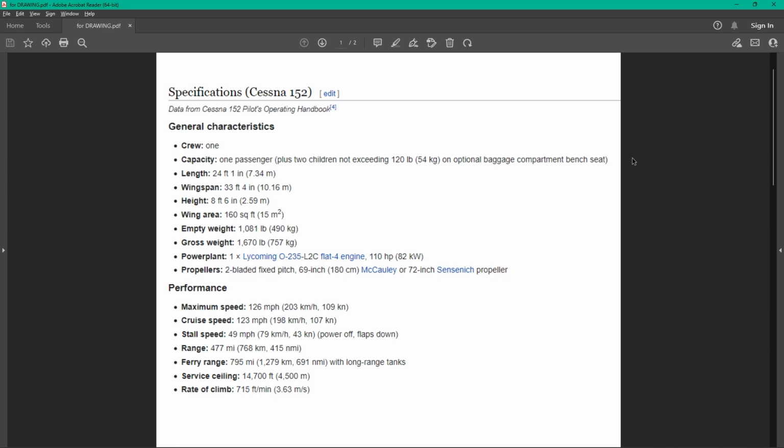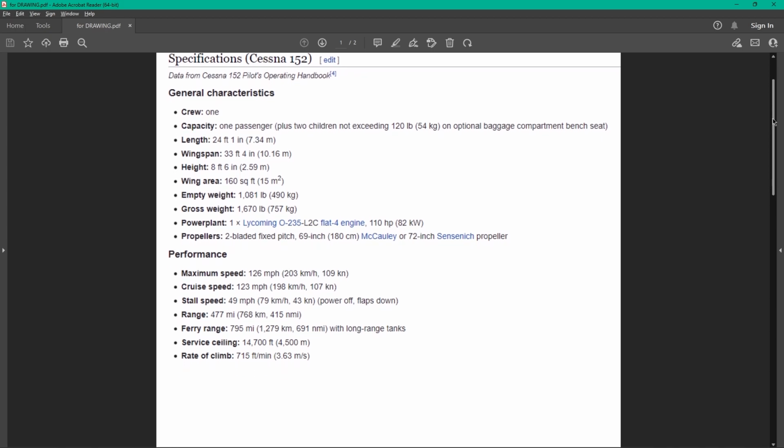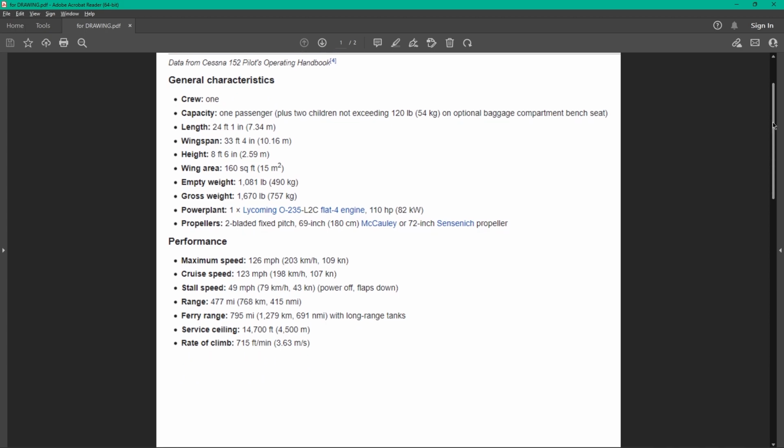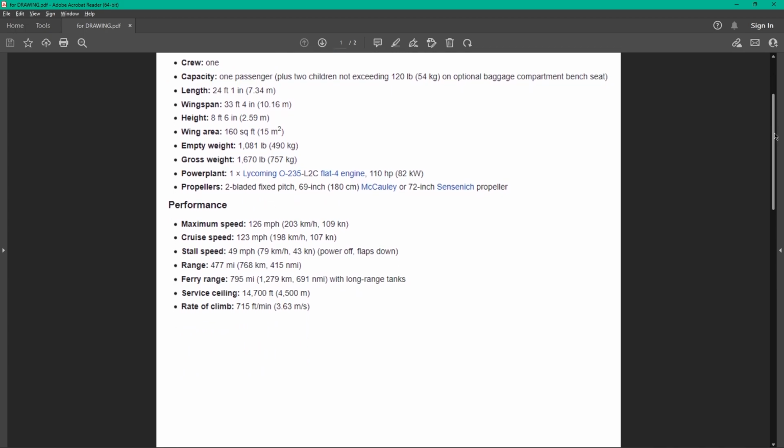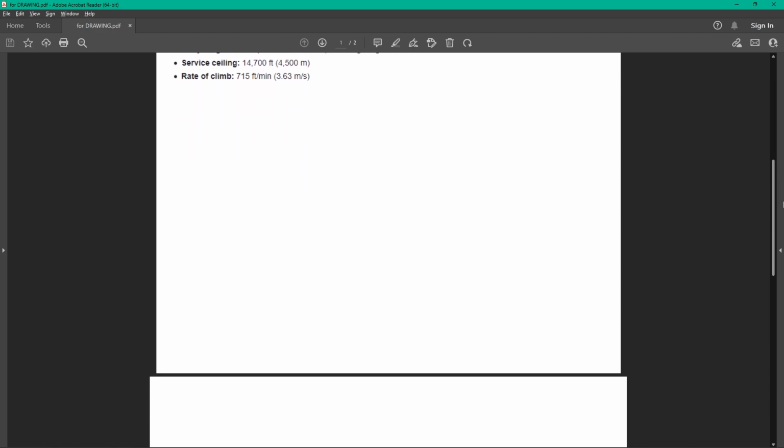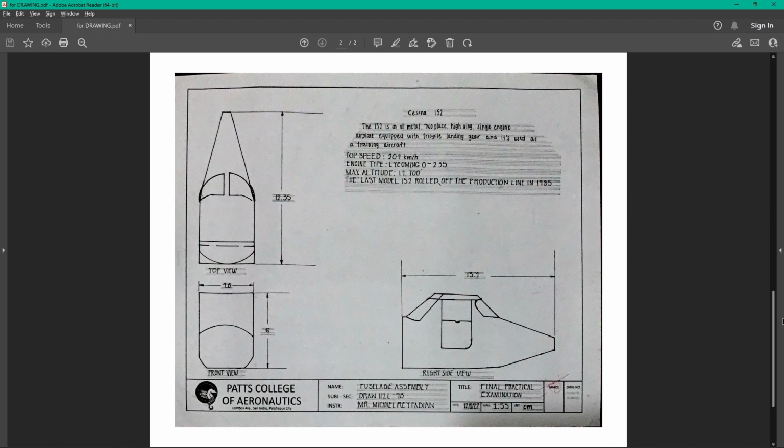The service ceiling is the altitude it can reach. The maximum altitude is 14,700 feet or 4,500 meters, and the rate of climb is 715 feet per minute or 3.63 meters per second. The rate of climb is when the Cessna 152 aircraft increases its altitude. So next reporter, please.